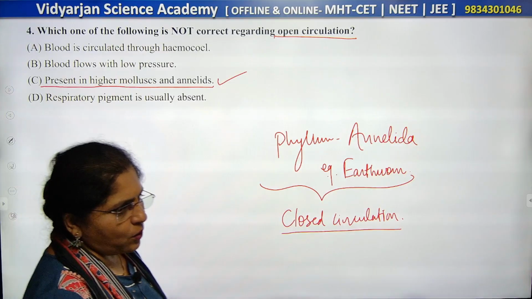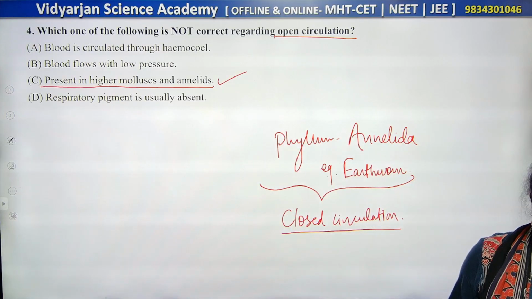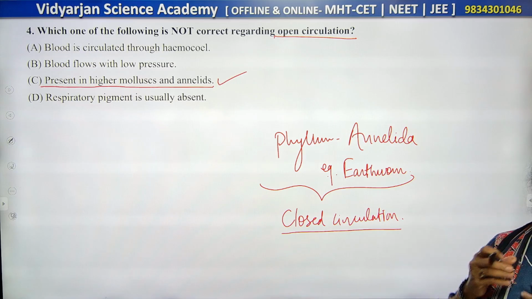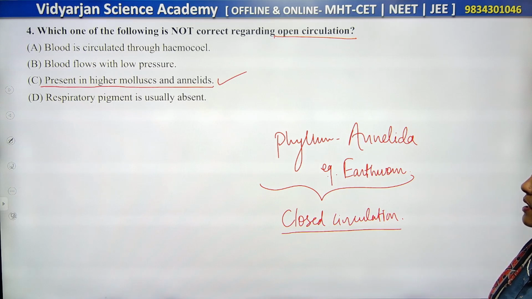So you can note this down: open circulation is seen only in the case of which animals? Only in non-chordates. And which is the exception here? The exception is annelida and higher mollusks. Okay, so you can note this down. I'm giving you a few seconds to note this down.